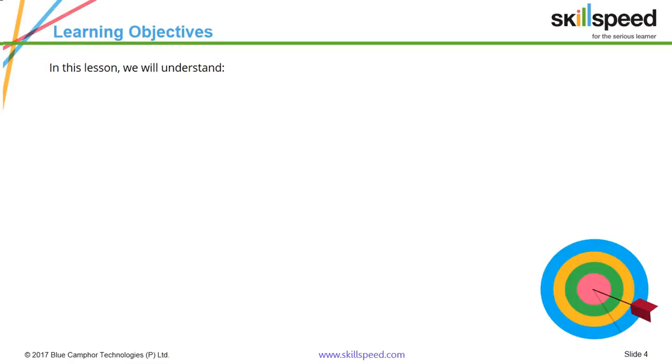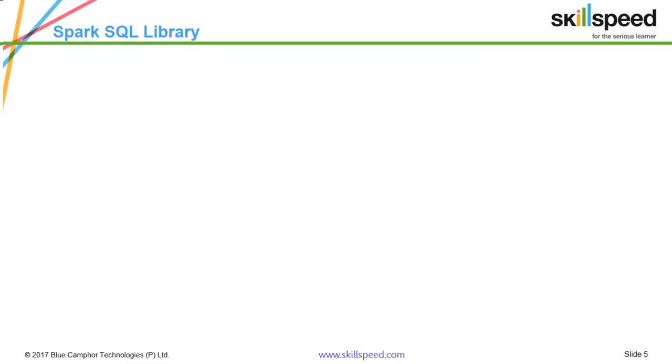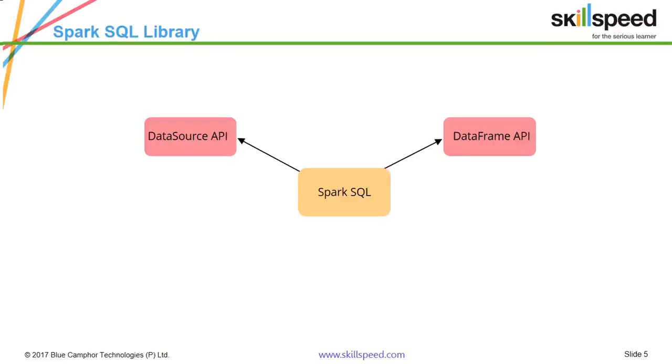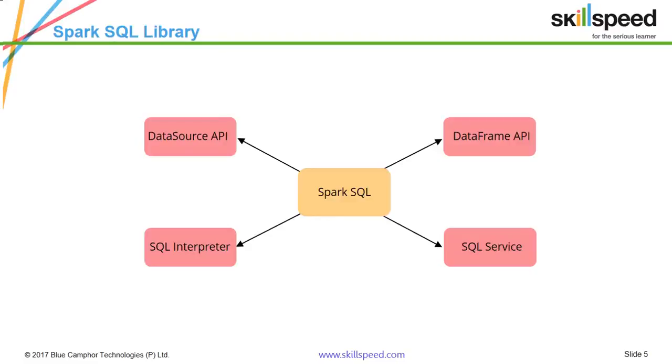So in this lesson, we will understand the Spark SQL library, the core architecture, and where exactly it fits in the Hadoop ecosystem. Now, if you look at the Spark SQL library from a 10,000 feet overview, it will look like this. So basically, there are 4 major components in here. You have a data source API, then you have a data frame API, and there is a SQL interpreter and a SQL service. Now let's look into these components in depth and understand their functionality.